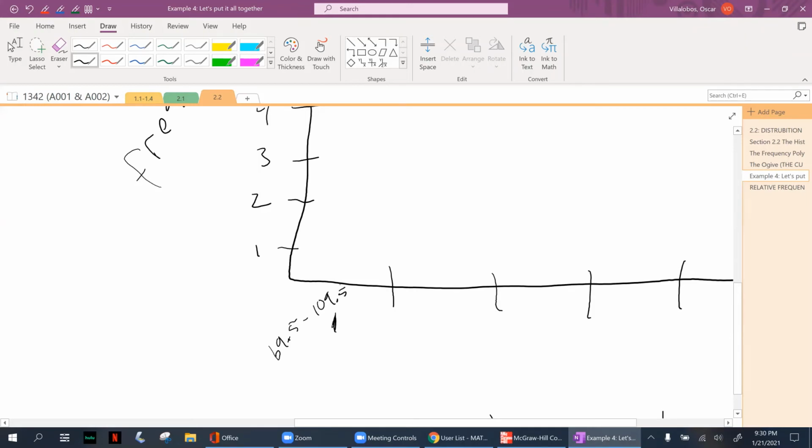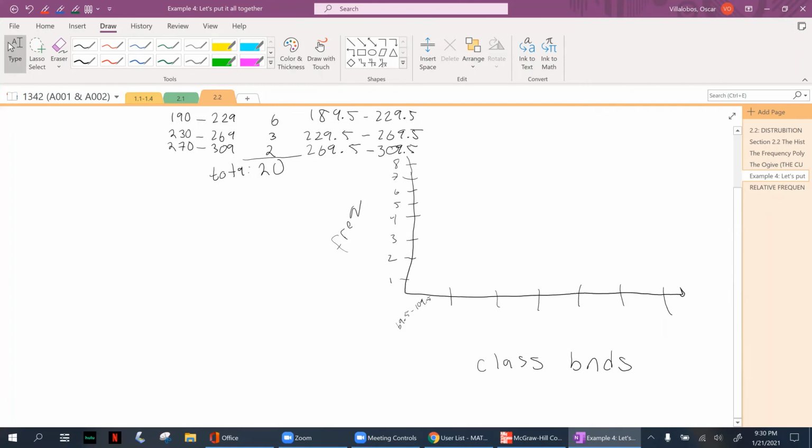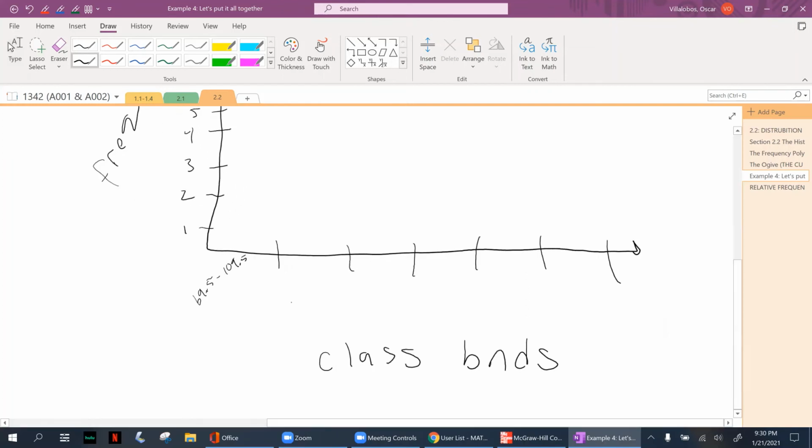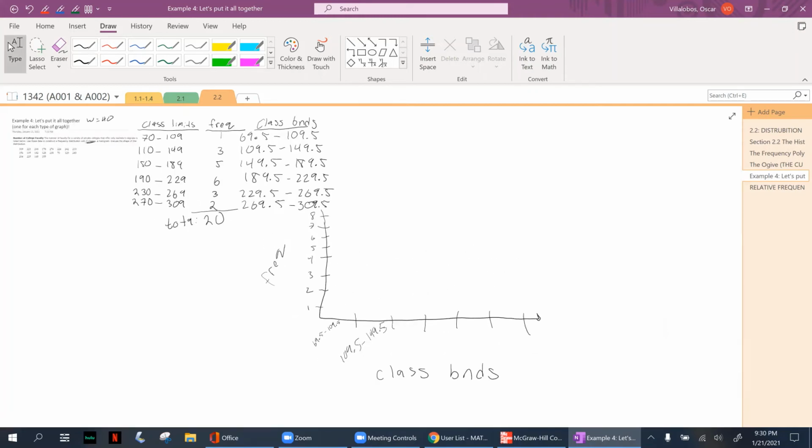Right, and you can go ahead and draw it something like that, something that shows the right. You are going to have to show this on your test. 109.5 to 149.5. Be sure to include all these on your test, and you need to show all your work.